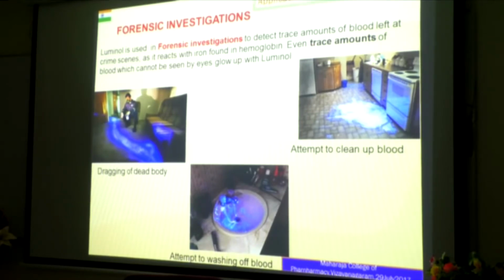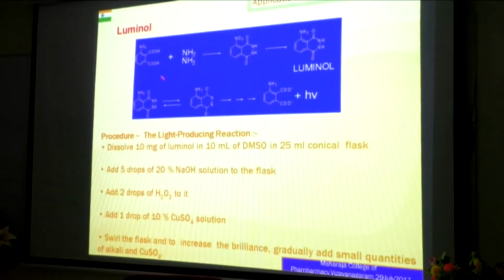That is what luminol does: it detects trace amounts of blood at crime scenes, as it reacts to the iron found in hemoglobin. Trace amounts of blood which cannot be seen by eye glow with luminol. That is what is given, and that's what they do. Next slide. This is about luminol.